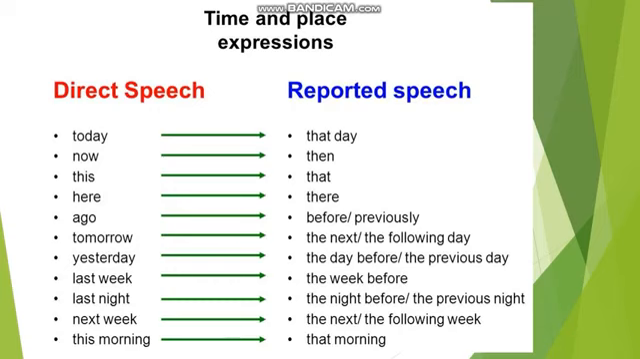Demonstrative pronouns and adverbs of time and place in direct speech are stated in other words. Today becomes that day; now becomes then; this, that become that; here becomes there; ago becomes before or previously; tomorrow becomes the next or the following day; yesterday becomes the day before or the previous day; last week becomes the week before; last night becomes the night before or the previous night; next week becomes the following week; this morning becomes that morning.